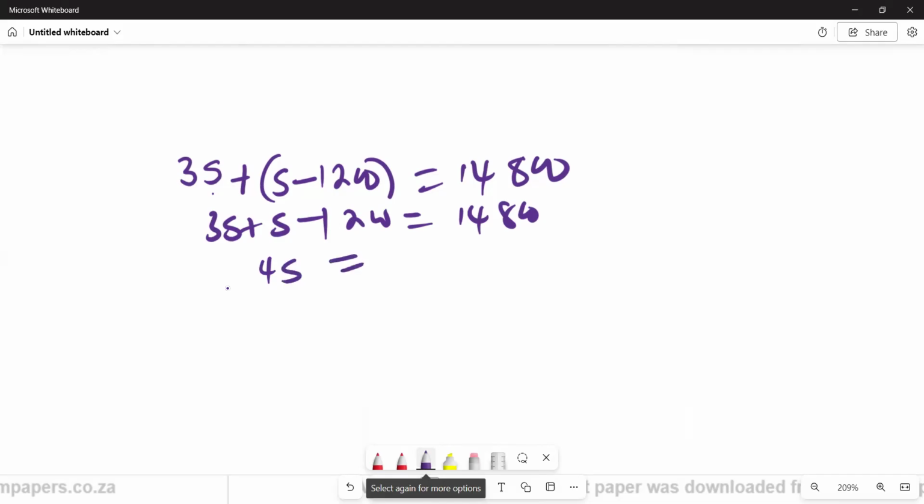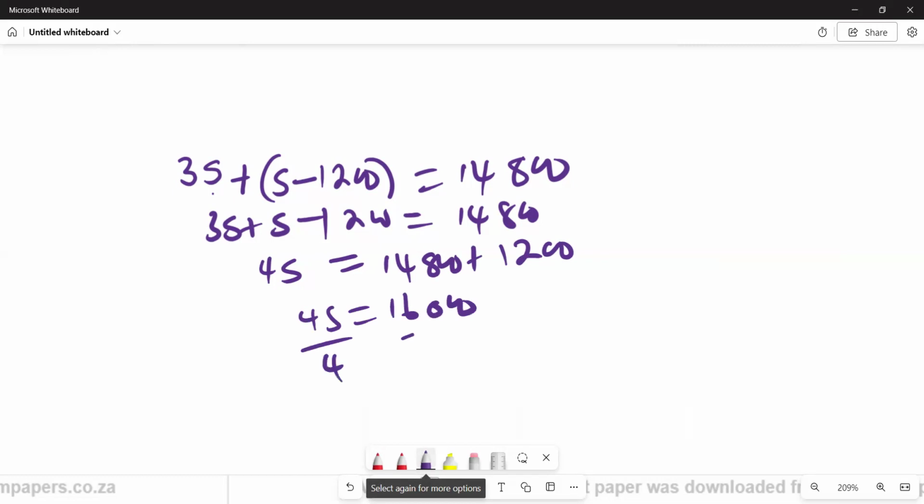And then we take negative 1,200 to the other side and it becomes positive. So we calculate it like that, whereby we are saying 14,800, and then we add 1,200, so then it becomes 16,000. So you say 4S equal to 16,000. And obviously we divide both sides by 4, it becomes S equals 4,000.